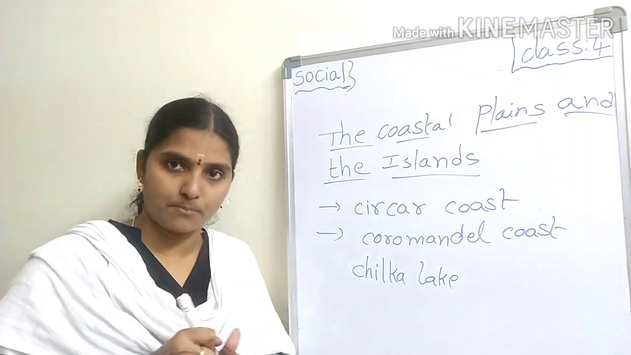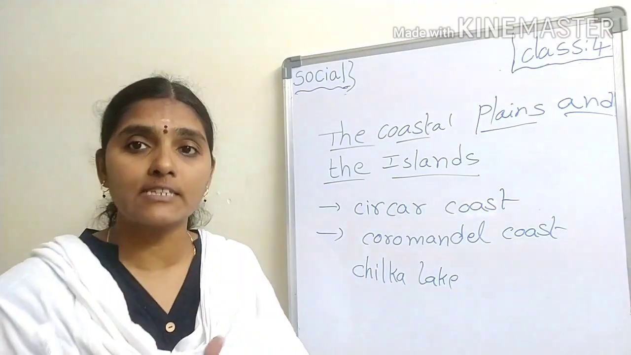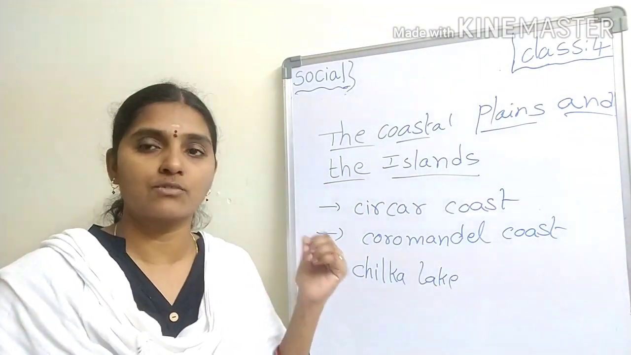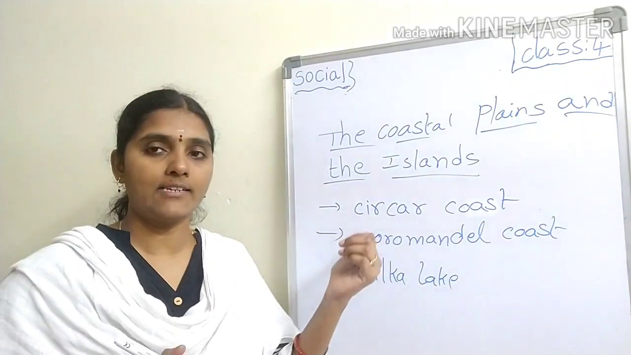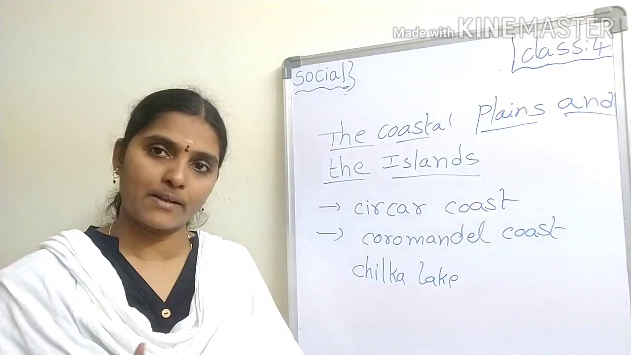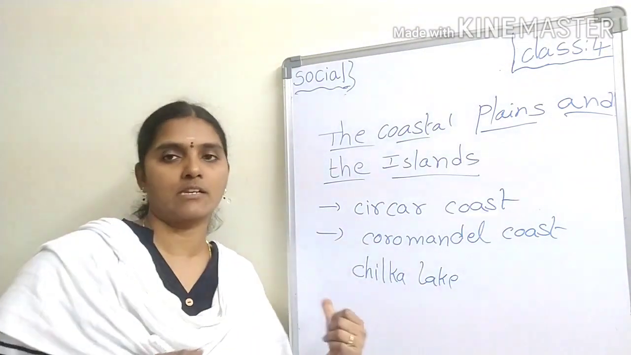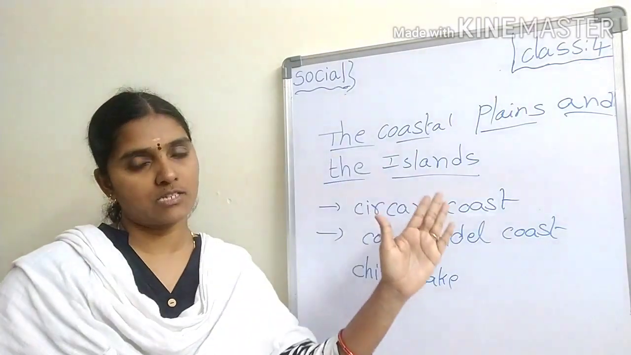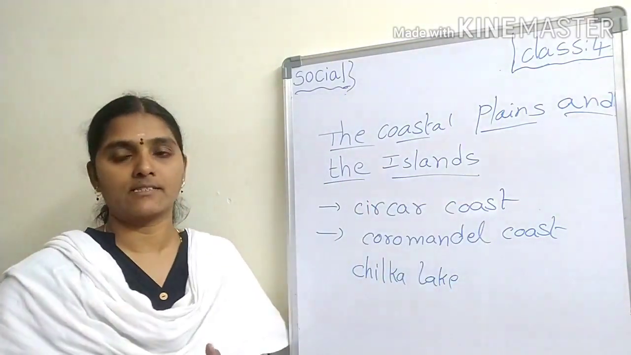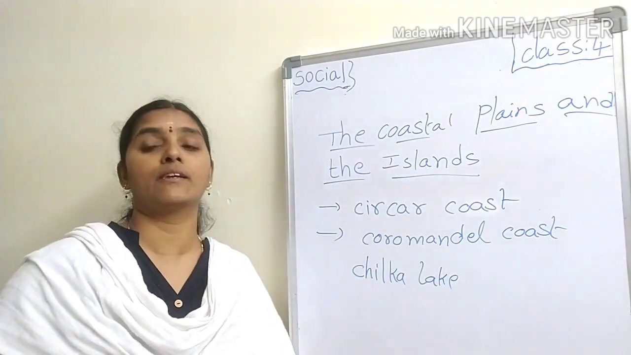The coastal plains surround it, from Gujarat in the west to West Bengal in the east. The coastal plains in the west are called western coastal plains. The coastal plains in the east are called eastern coastal plains. The two coastal plains meet at Kanyakumari.